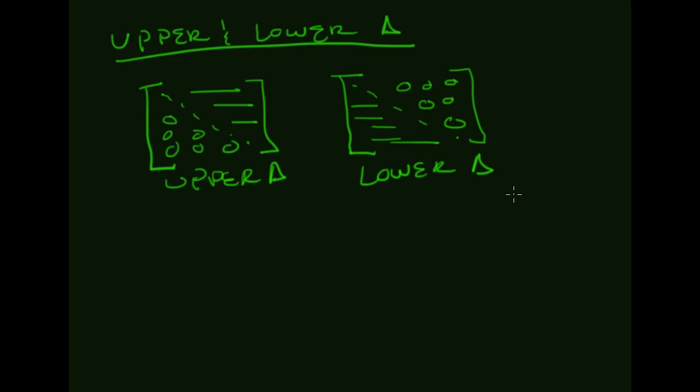Now, the determinant of this is like the easiest thing in the world. If you take a look at this carefully, you can see that if I have an upper or lower triangular matrix, the determinant of the matrix is actually the product from i equals 1 to n of the diagonal entries, a_ii. Okay, so let's take a look at an example of this and what we mean.